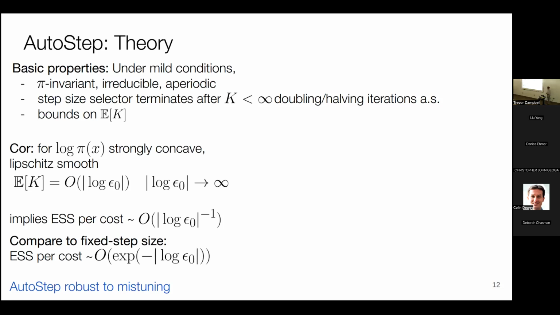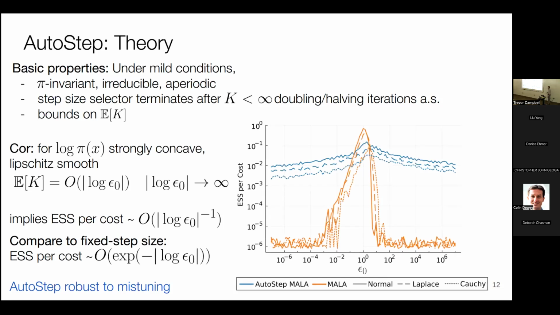We have a little empirical result to demonstrate this. On the vertical axis here, I'm showing you the effective sample size per unit cost on a couple of targets: normal, Laplace, and cheap. And I have in orange a fixed step size Metropolis adjusted Langevin algorithm, and in blue, the autostep version of the Metropolis adjusted Langevin algorithm.